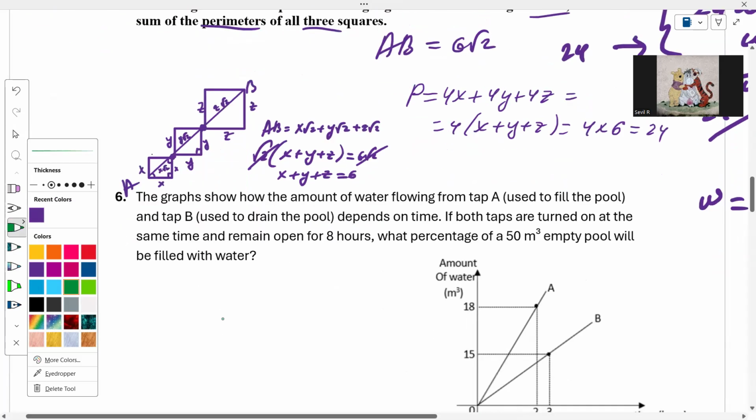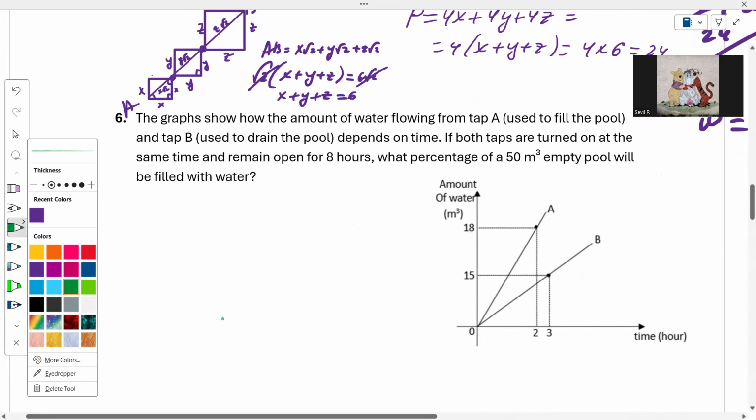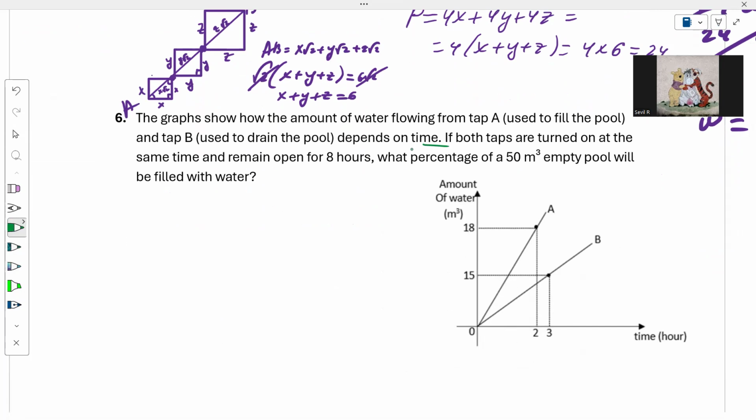The graphs show how the amount of water flowing from tap A used to fill the pool and tap B used to drain the pool depends on time. So let's look at the graph. As you see, both of them have different rates, right? For A, let's find the rate.